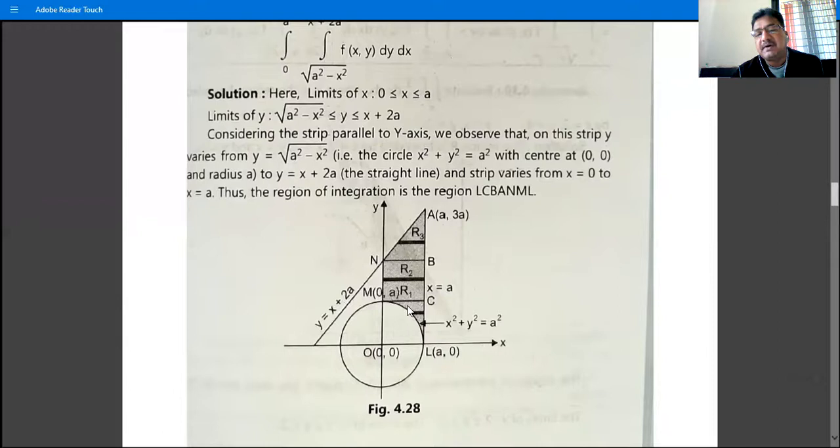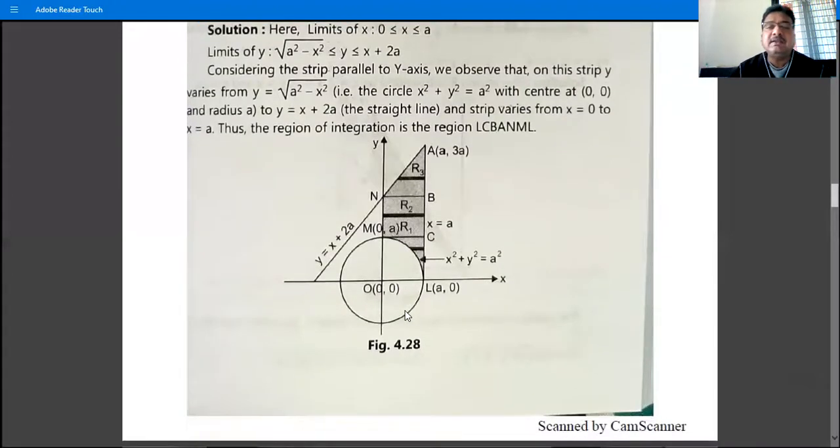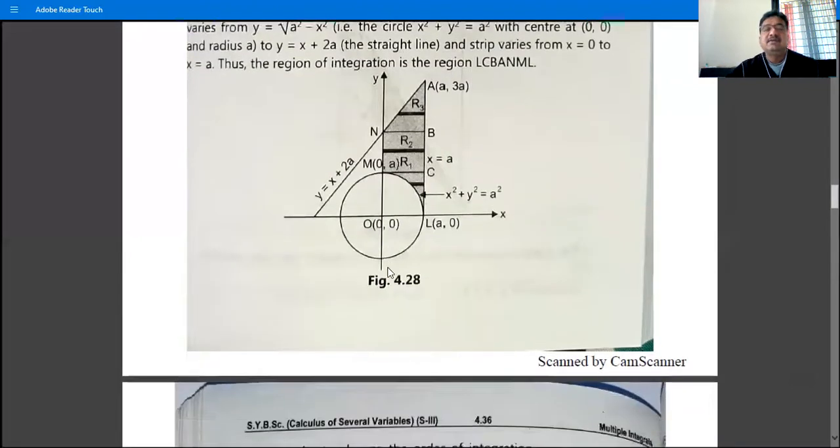This part is one part, R1. This part, up to this, is R2. This region up to the line CM is R1, so write R1 at this place. This region, that is NBCM, is R2, and this region NBAN is R3. So divide the region of integration into 3 sub-regions: R1, R2, R3.